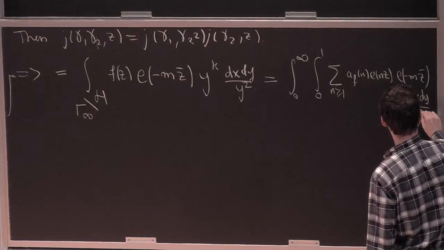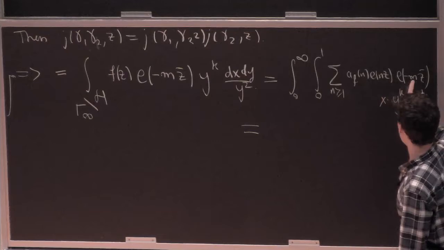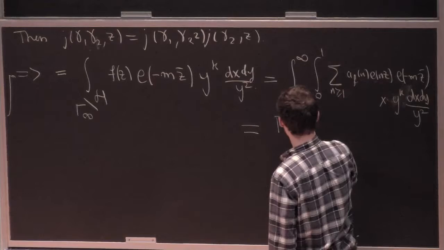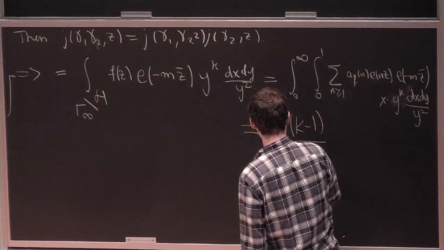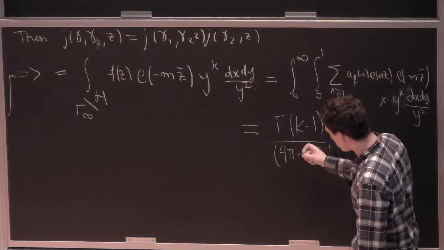Okay, so then if you write these in terms of their x and y parts, you get the indicator function of m being exactly equal to n. So this comes out to be exactly, and you can see that the gamma function will turn up here from these exponentials and the k, exactly gamma of k minus 1 over 4 pi m to the k minus 1 times a_f(m). Okay, so up to this factor, this inner product really does pick out the mth Fourier coefficient.